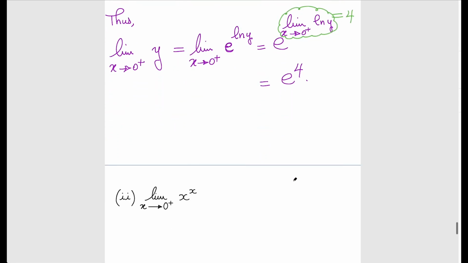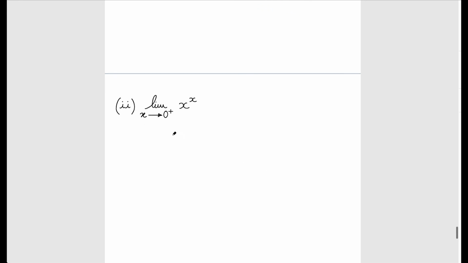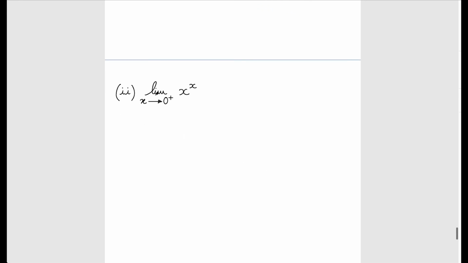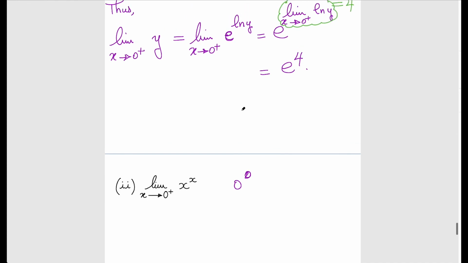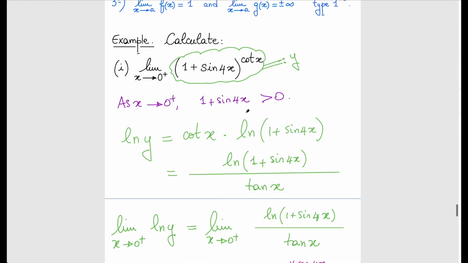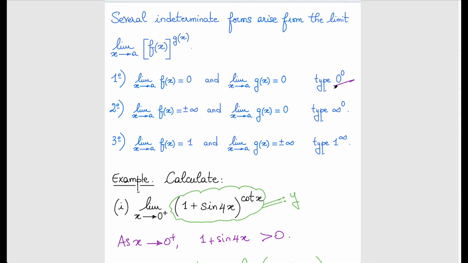All right. Next, let's evaluate this limit. The limit as x goes to 0 plus, so x is going to 0 from the right, of the function x to power x. So this is an indeterminate of type 0 to power 0, right? Indeterminate of type 0 to power 0. It's the very first category here.